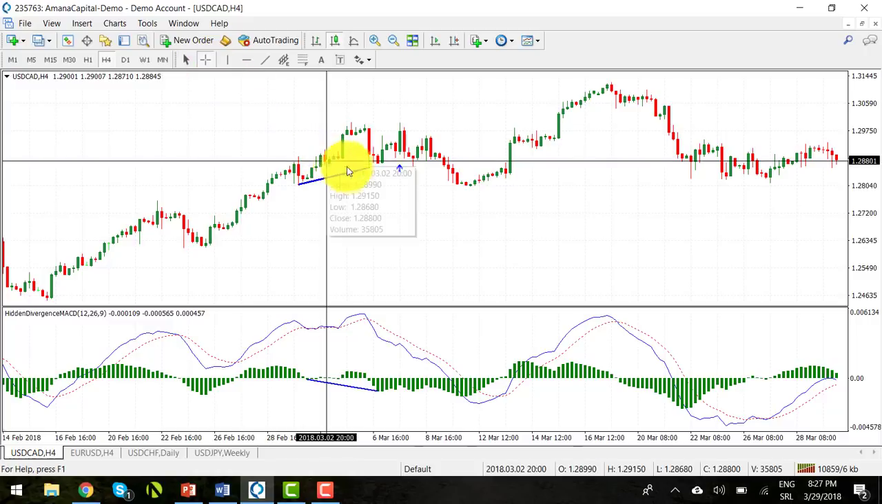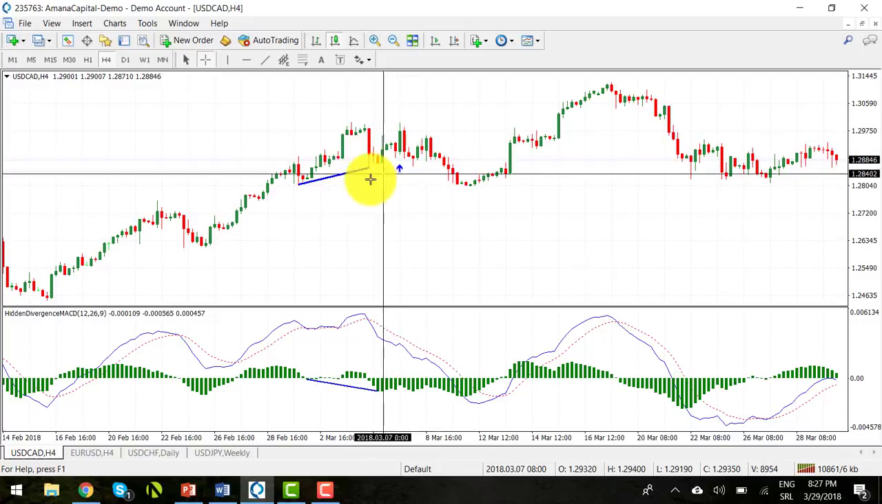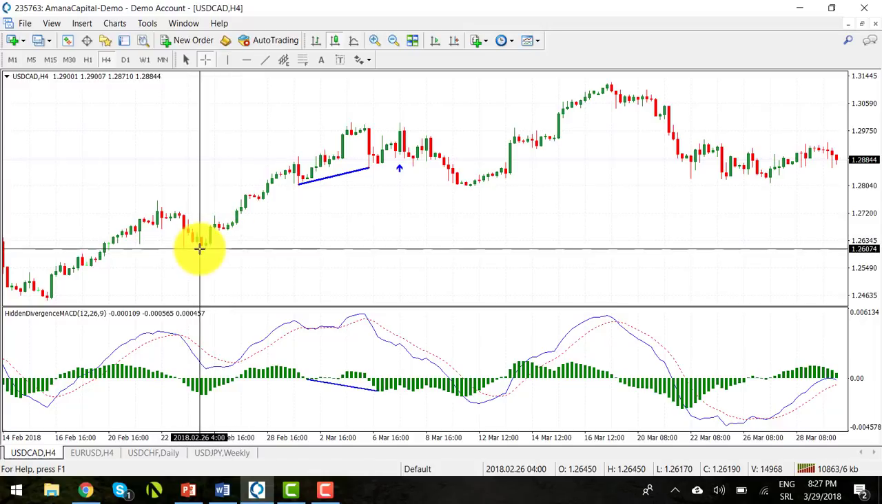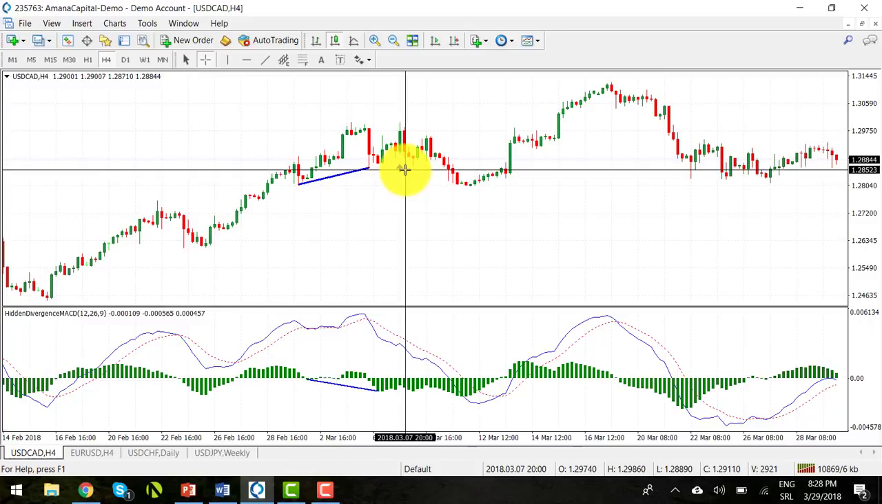So if you would enter with the close of this green candlestick, then you could place your stop loss around here. This is our major swing low previously. And as you can see, the price made a significant up move after we entered with a long position. And you would make a profit of around 270 pips in this chart here.